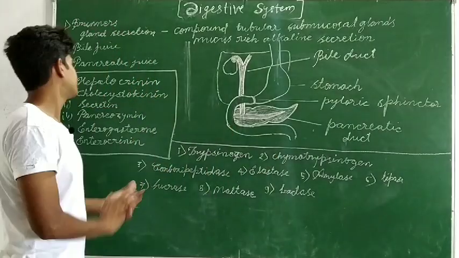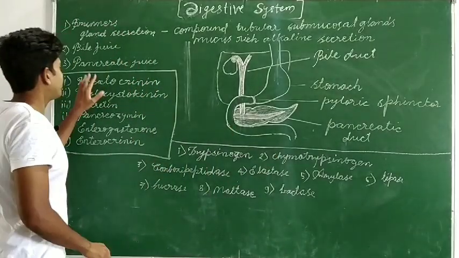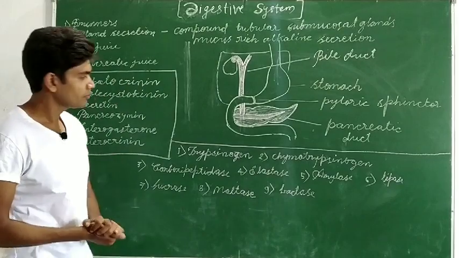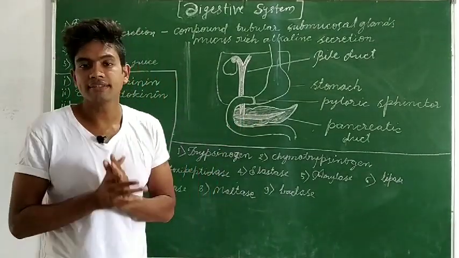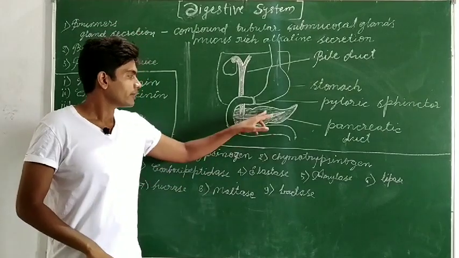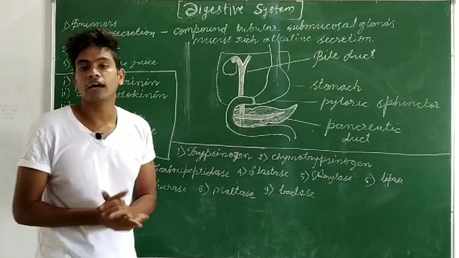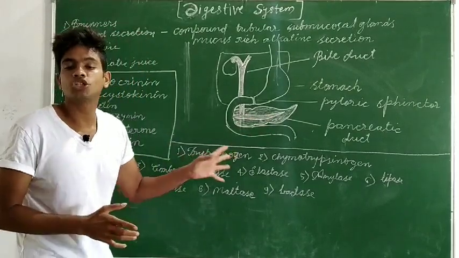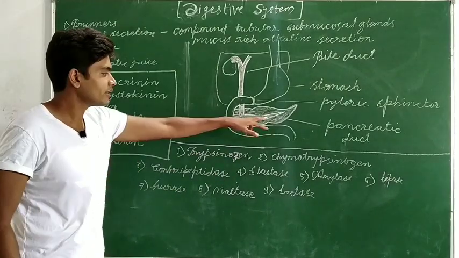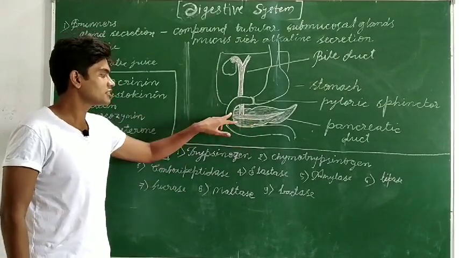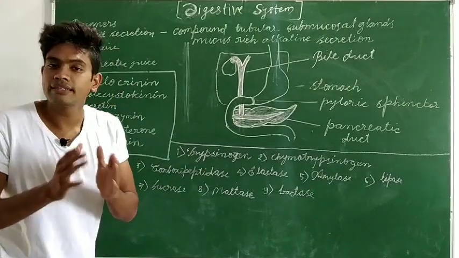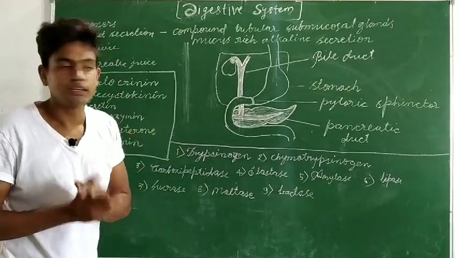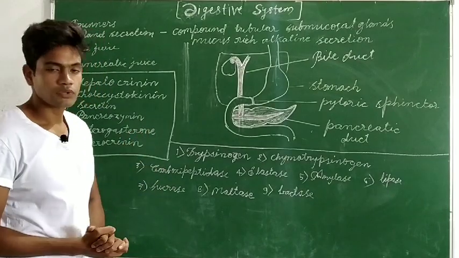Now the next and the last one is the pancreatic juice. Now as we have seen, secretin is an enzyme which stimulates the pancreas to produce pancreatic juice. That pancreatic juice is released in the duodenum through the pancreatic duct. Now there is another enzyme which stimulates this function, that is pancreozymin.